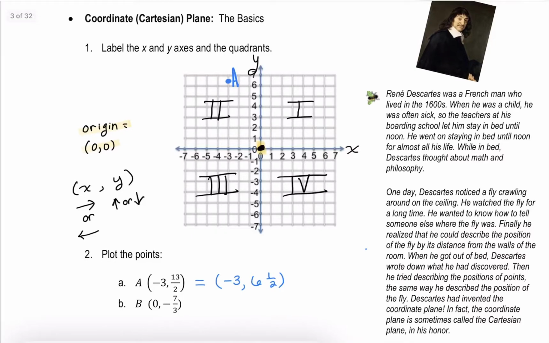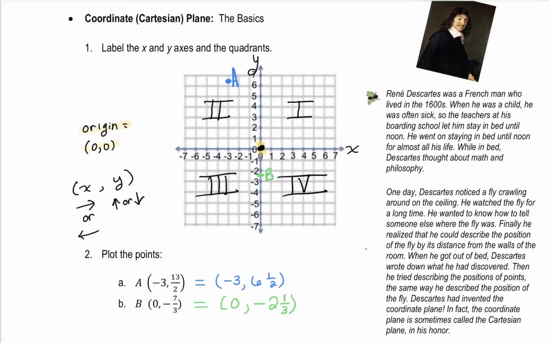Let's take a look at point B. So point B, I don't go right or left at all. That's the 0. I'm just going to go down, and as a mixed number, 3 goes into 7 twice. That would be 6 with 1 left over, so 2 1/3. So not right or left at all, just down 2 1/3. So that would be our point B.